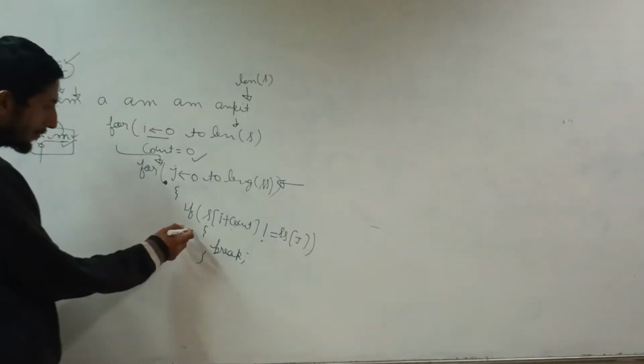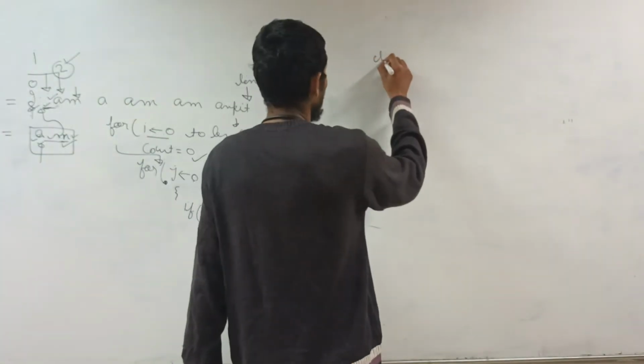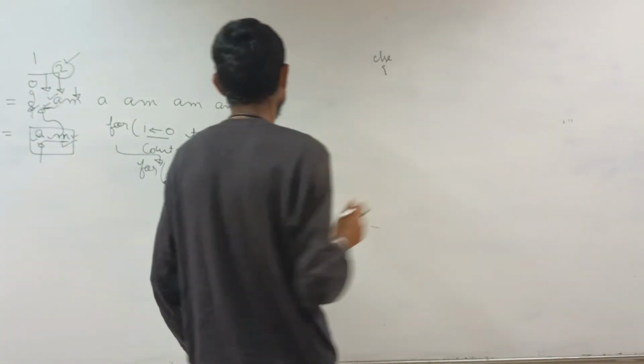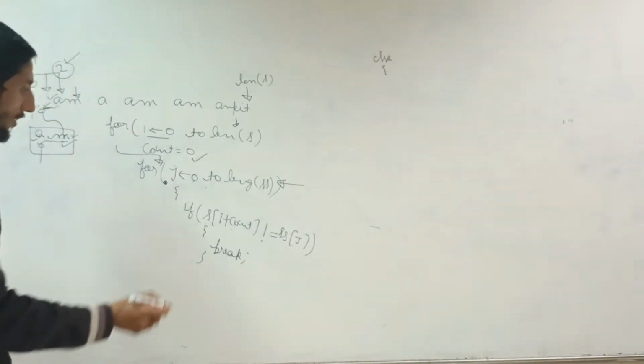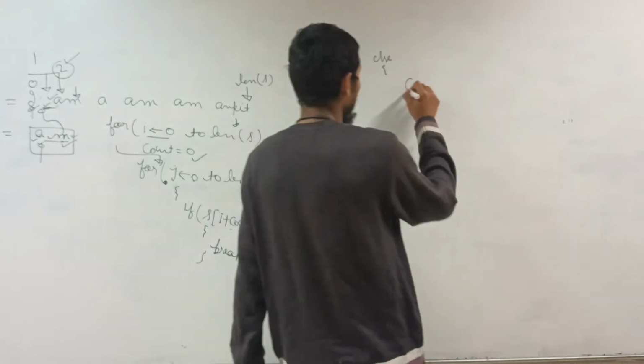But what will happen if these two will match? So in the else part, what you will write, if these two characters will match, what you have to do? You have to increment the value of count.